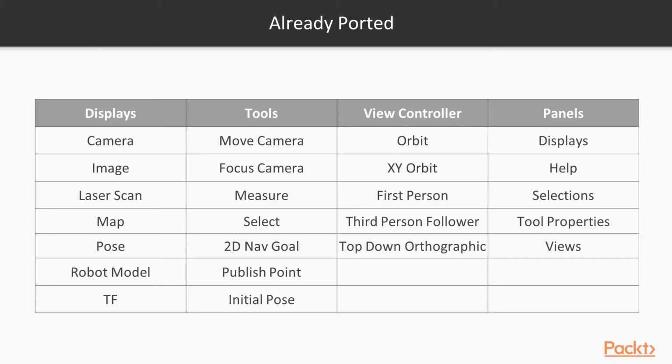RViz is composed mainly of 4 different sections. The first one, displays, are being used to display information, ROS topics, into the screen. And for example, the camera and the map and the robot model have been ported. Other tools that have been ported are the selection feature, the 2D navigation goal, and the initial pose.